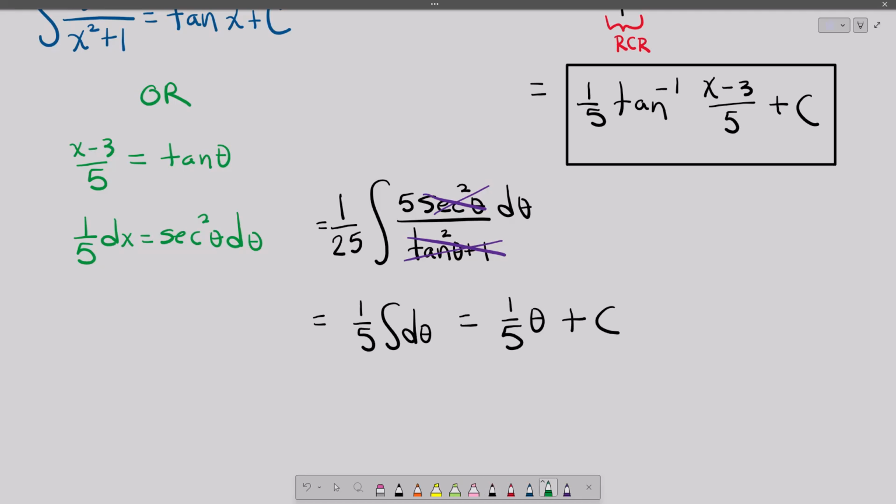And then we come back over here. If we wanted to isolate theta, theta is arctan of x minus 3 over 5. If we move a function to the other side, we use its inverse. And of course, we end up with the exact same answer.